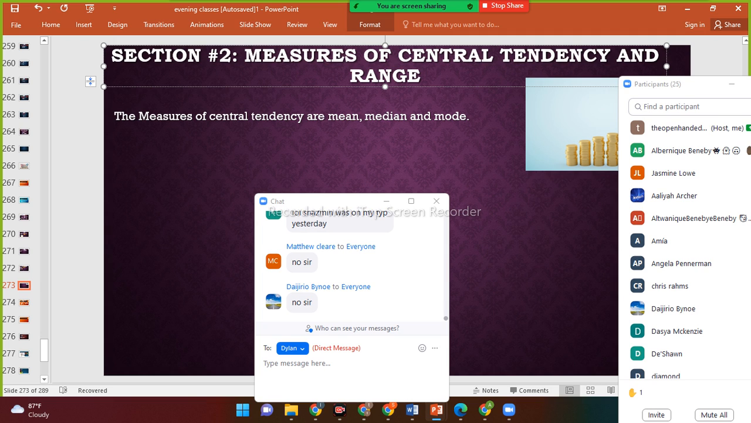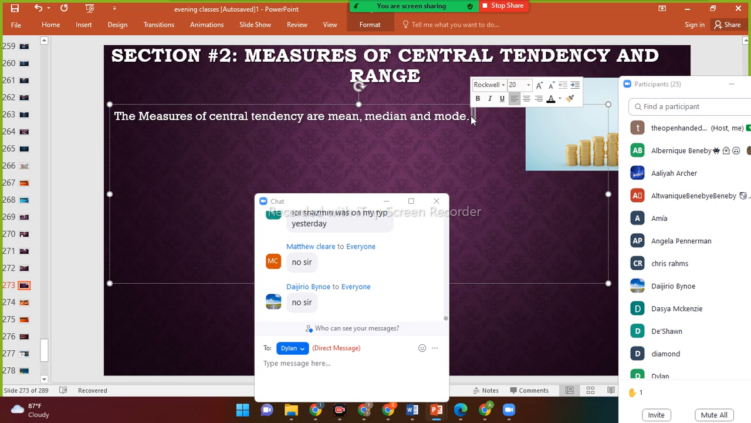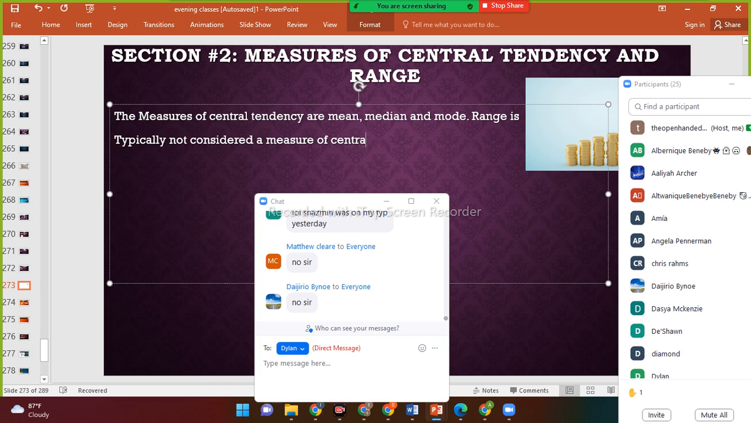Range is not a measure of central tendency. So range is typically not considered a measure of central tendency, but it's a measure of dispersion.